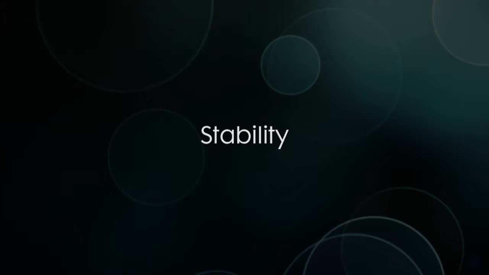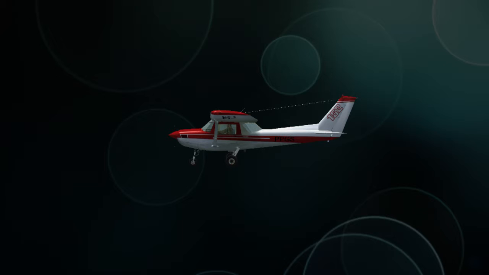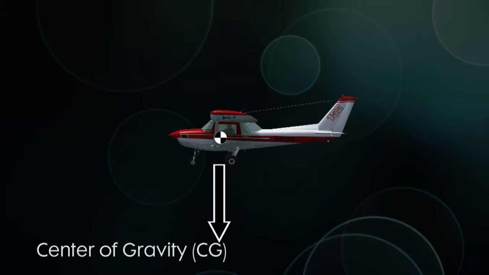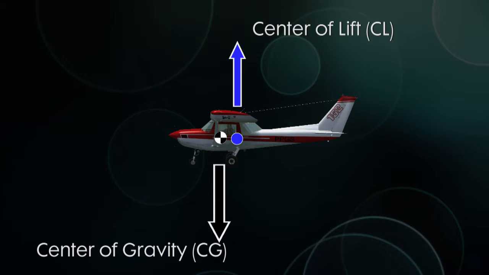But the propeller produces lift, so does the elevator and the rudder. And before we get ahead of ourselves and talk about that, let's talk about stability. You know that the center of gravity is where all the weight is concentrated. Center of lift is where all the lift is concentrated, and that's usually pretty close to the center of gravity.